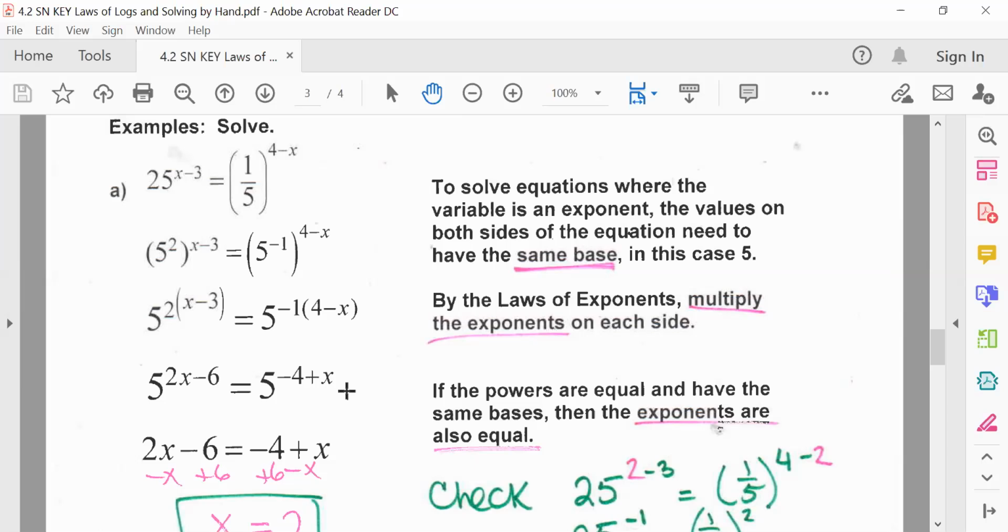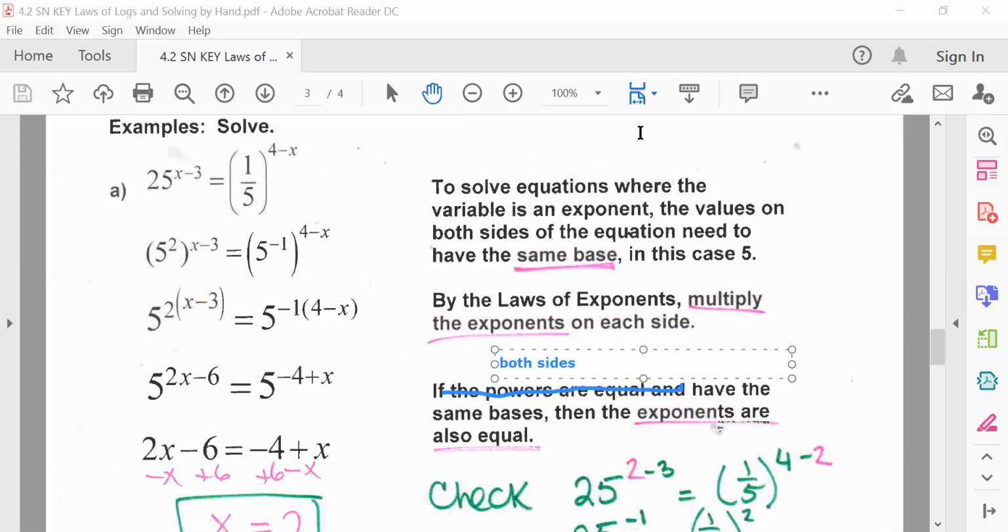Now this is written wrong and I edited this like 3 times. Okay, both sides now have the same base.